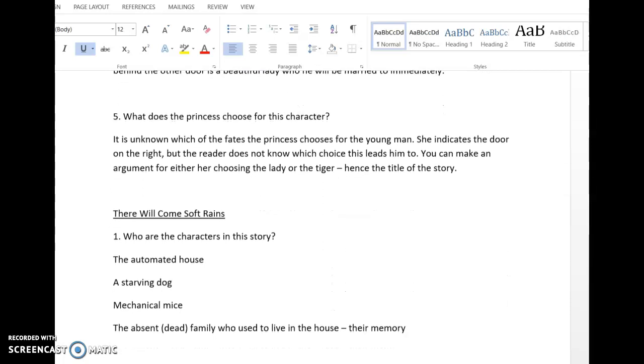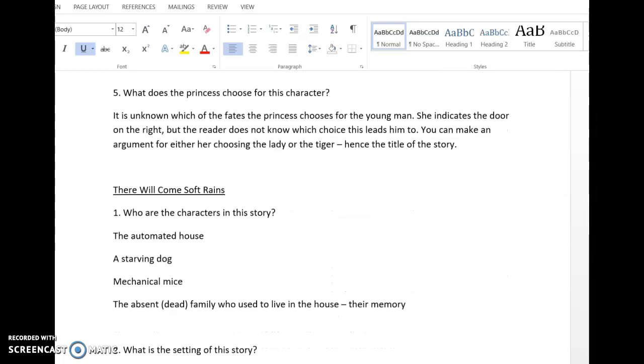Alright, and then last, what does the princess choose for this character? It's unknown which of the fates the princess chooses for the young man. The story tells us that she indicates the door on the right for him, but it doesn't tell us which choice that leads him to. It's left ambiguous at the end of the story. We don't know whether he chose the lady or the tiger. You can make an argument for either side.